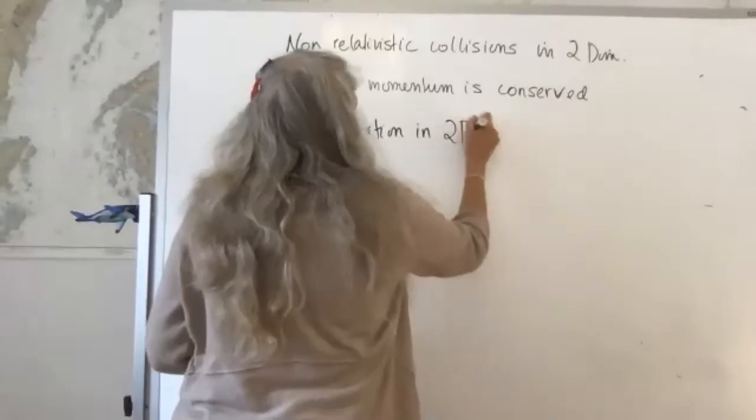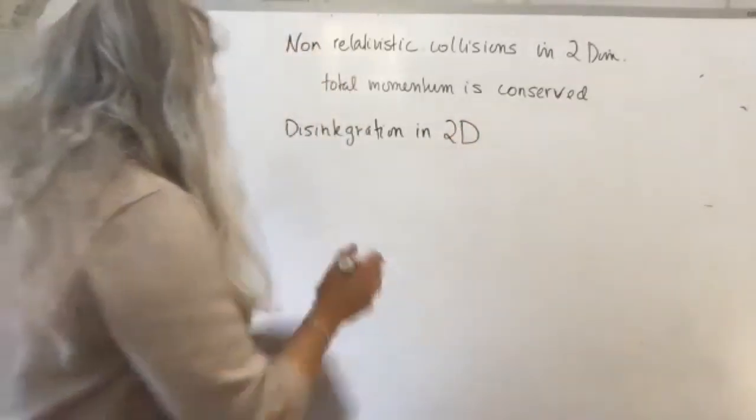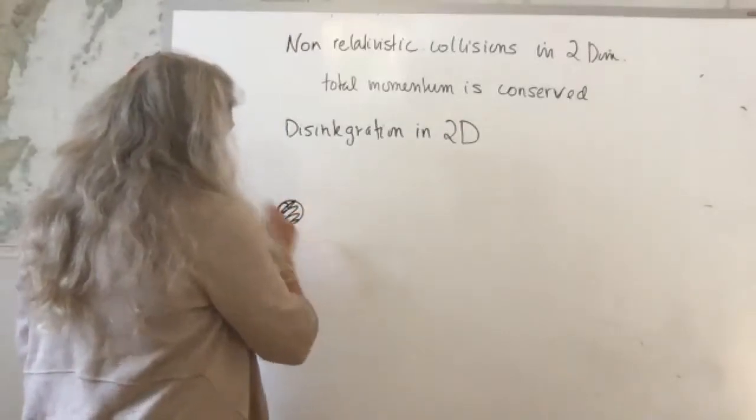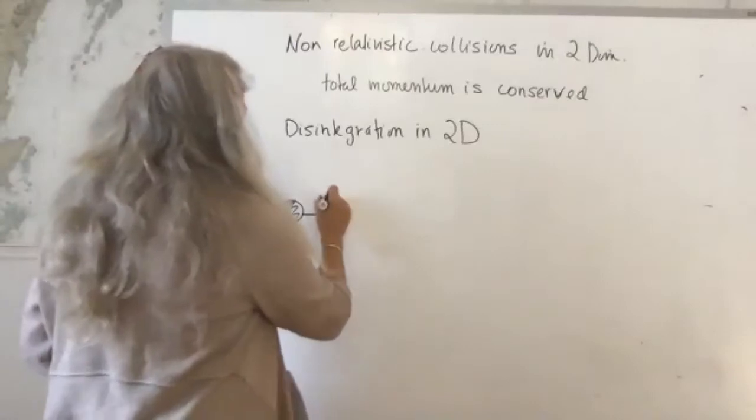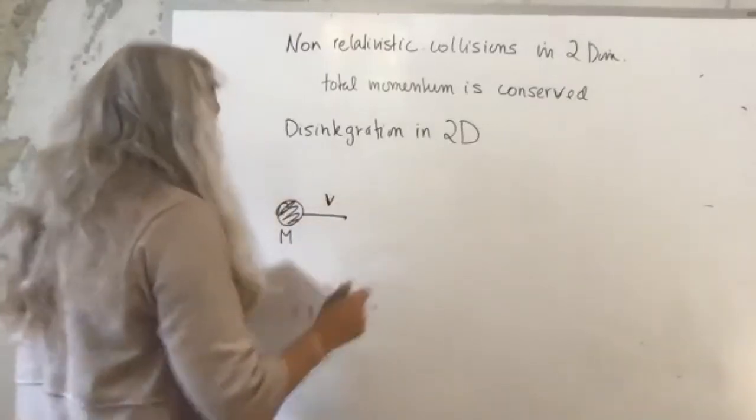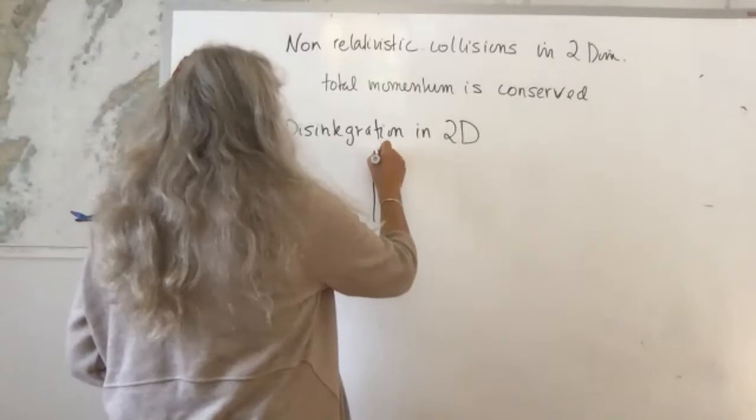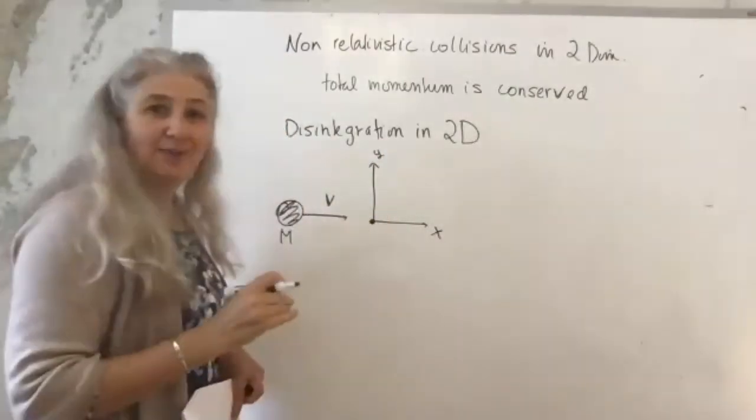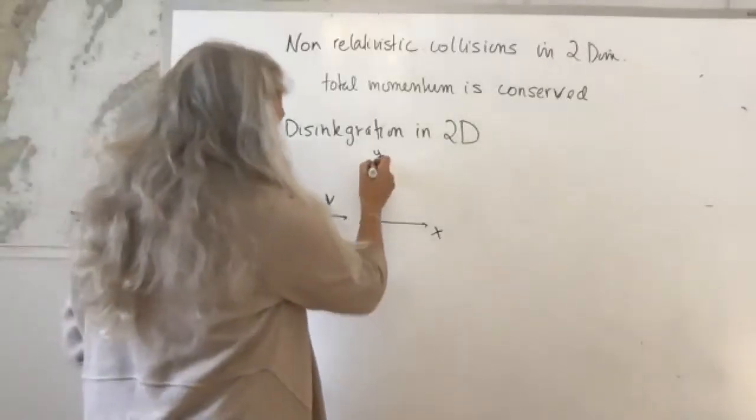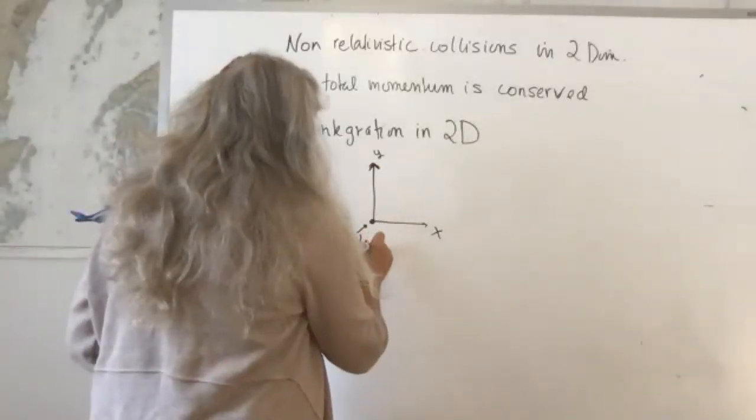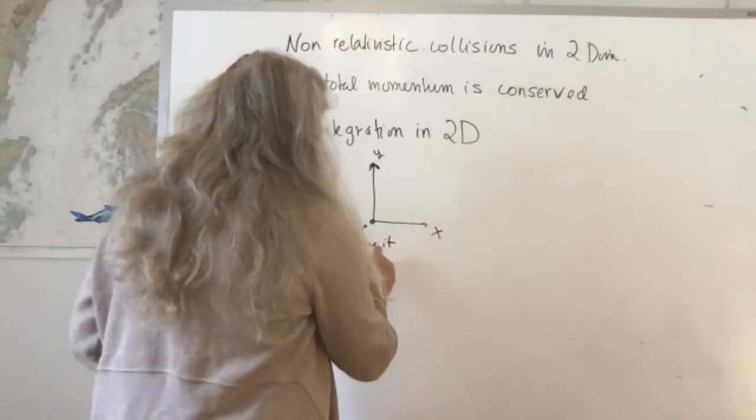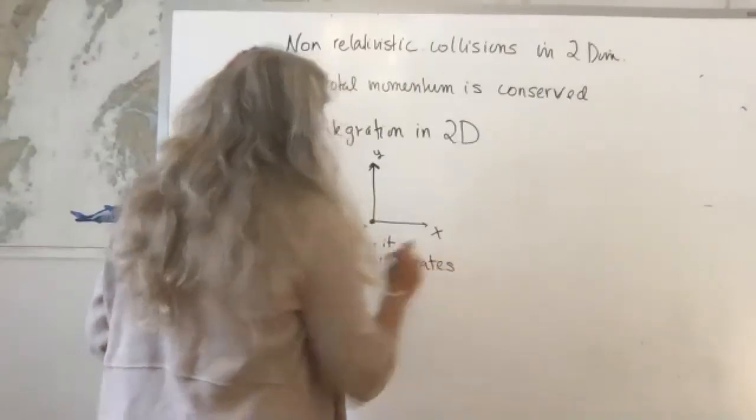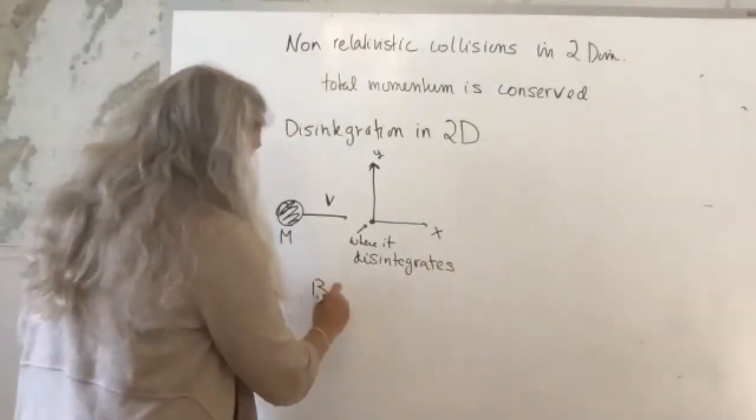Okay, I'm going to do a disintegration problem. We have a mass coming in, and it's got velocity v. Let's set up a coordinate system with y and x, and we'll have the disintegration happen at x equals 0, y equals 0. So this is where it disintegrates. This is before.